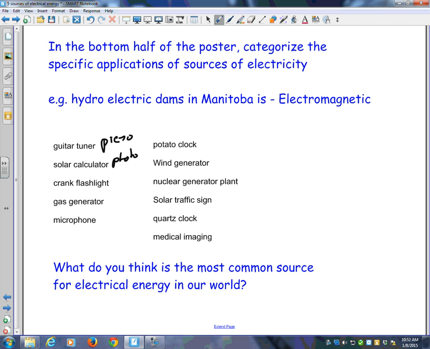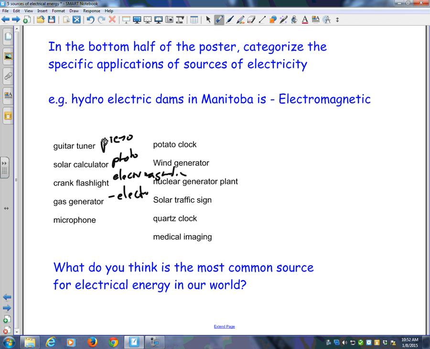Crank flashlight. Electromagnetic. Gas generator. How many people have a gas generator at home? Lots of people have them. That is electromagnetic. You're using the gas to turn a coil of wire into a magnet.